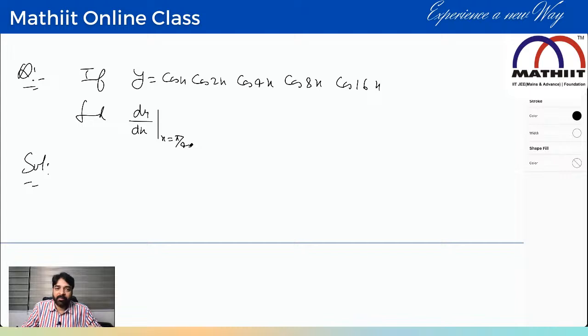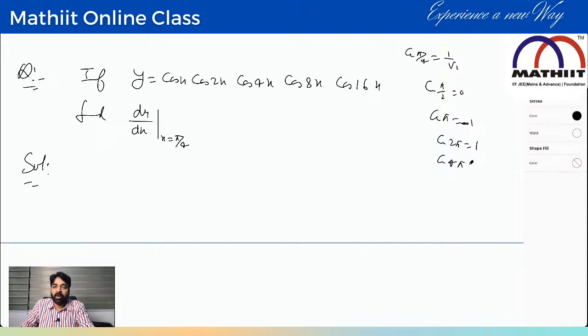If I put pi by 4, this will become cos pi by 2, which is 0. You should know the value. Cos pi by 4 is what? 1 by root 2. Cos of 2 into pi by 4, that is pi by 2, will be what? 0. Cos pi will be minus 1. Cos 2 pi is 1. Cos 4 pi will also be 1. So think carefully. This question is over.